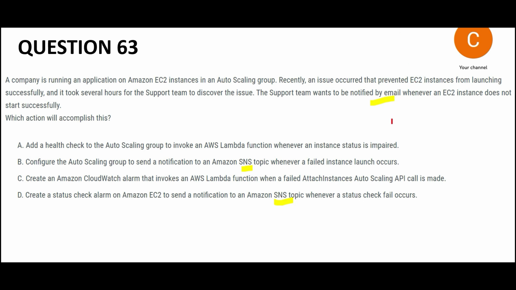So we will not even care to look at A. We will not even care to look at C, because A and C are not making use of an email service. They are not sending email. Now option D is telling us to create a status check alarm, and if the check fails, we will activate SNS.